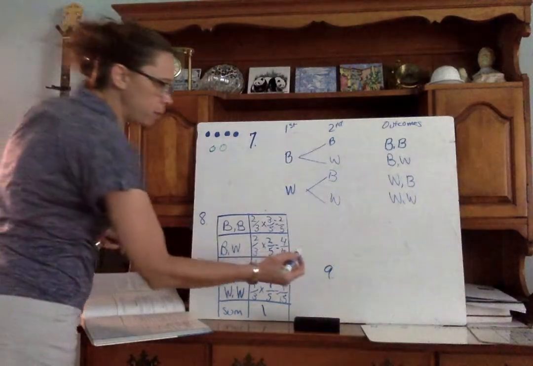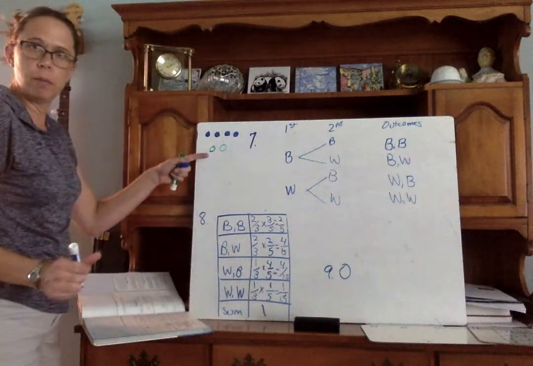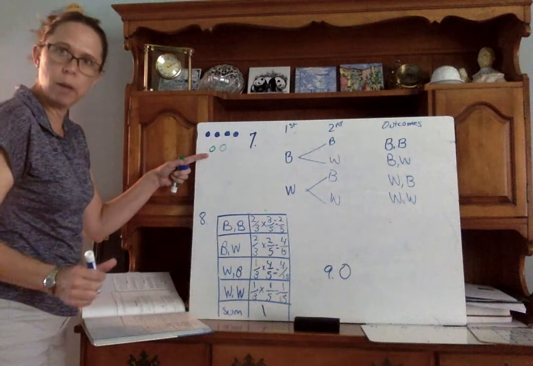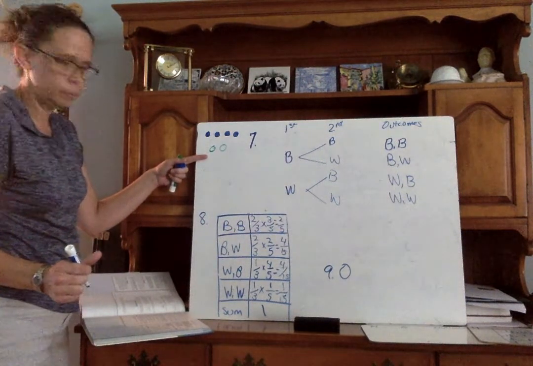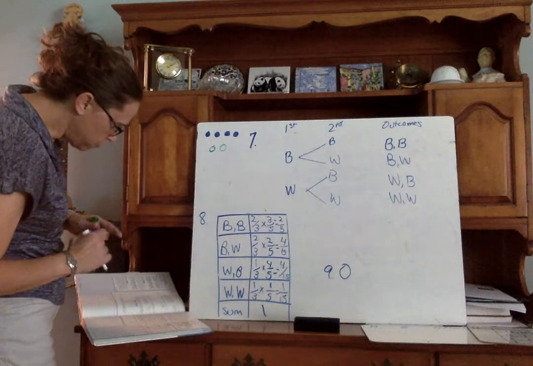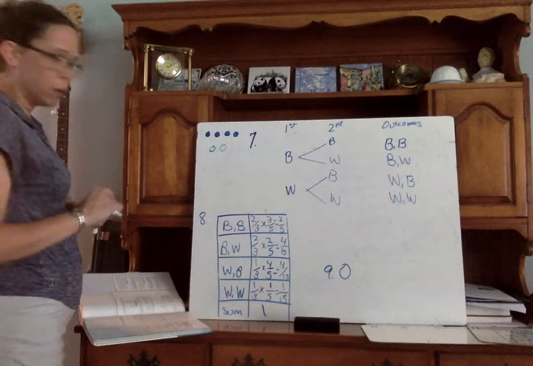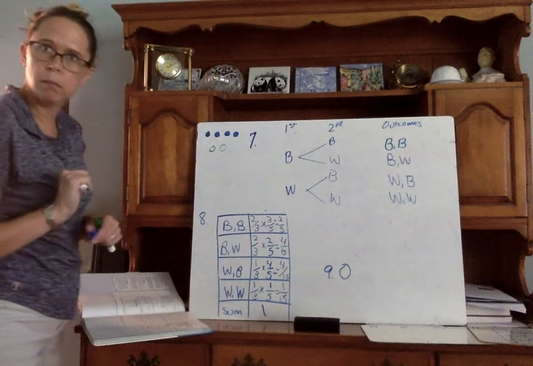Hopefully you answered that the probability is 0. There's only 2 white marbles, so the probability that I can draw 3 white marbles out of the bag is 0. It's not going to happen. It's not possible. Now the last question on number 9 says, what's the probability of drawing 3 blue marbles? Remember, I'm not replacing them.